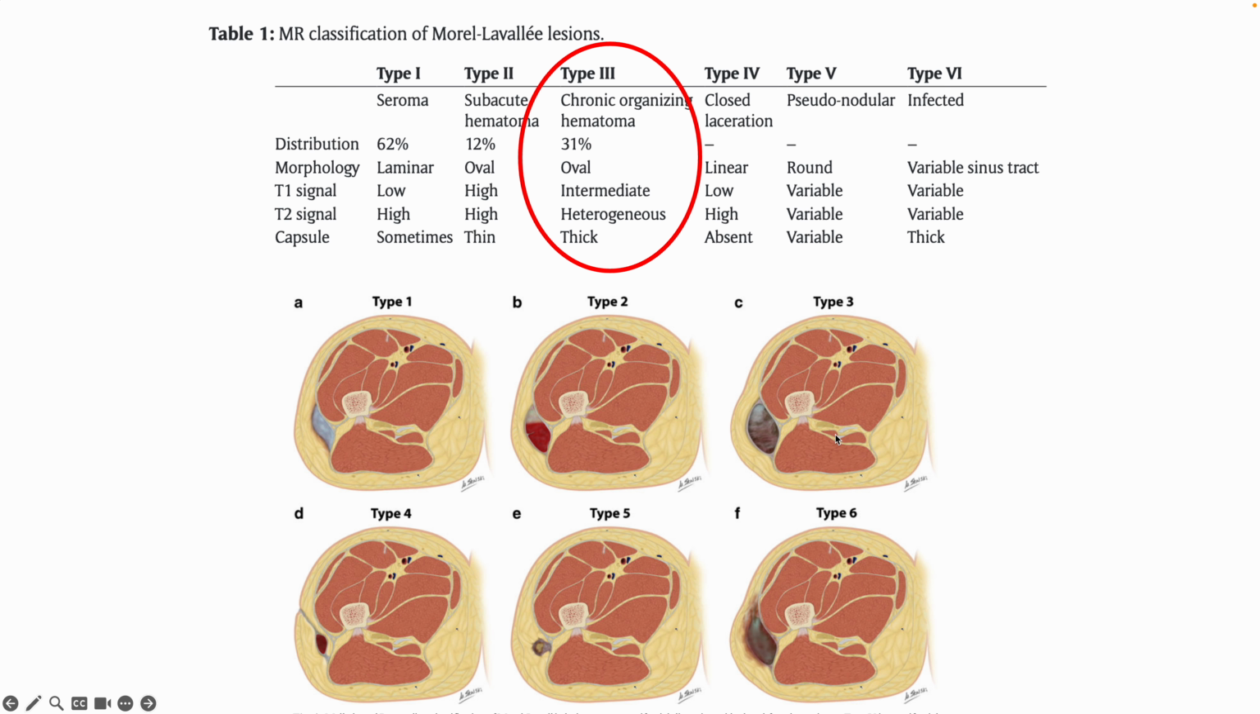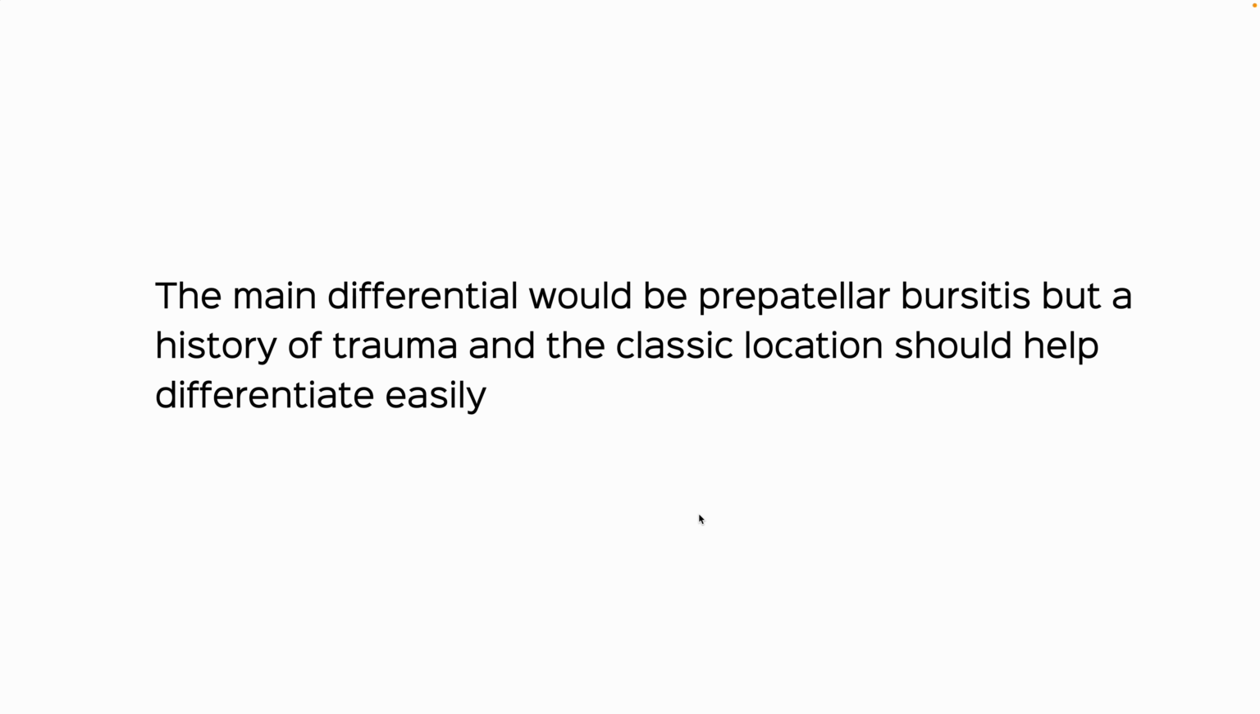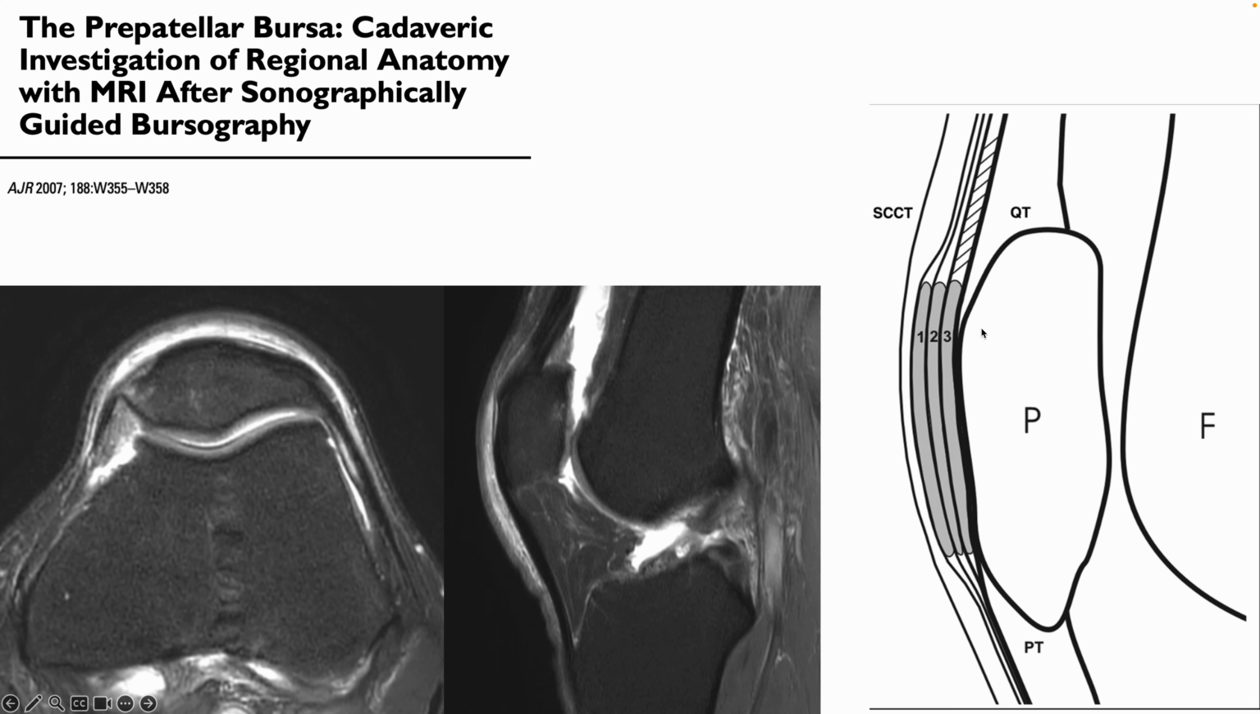And this is along the lateral thigh, but the same thing applies here. So you've got a T1 intermediate, T2 bright, septate debris, and a capsule, telling us that this is a type 3 chronic Morel-Lavallee lesion. The main differential would be prepatellar bursitis, but I think even clinically, the history of trauma, and usually a significant trauma, the swelling occurring after trauma, would be enough to make the diagnosis, and of course the location.